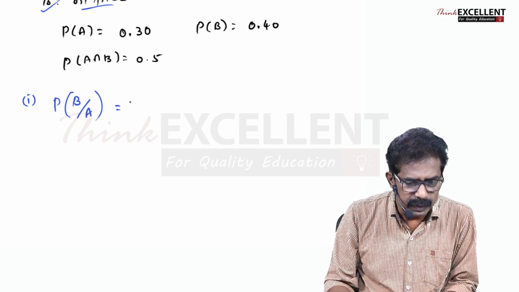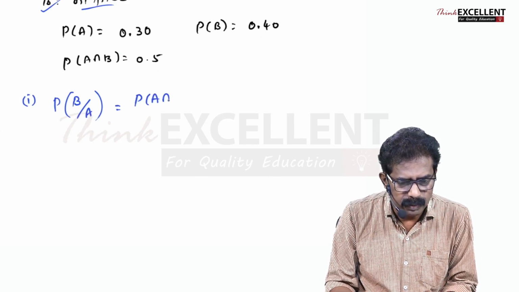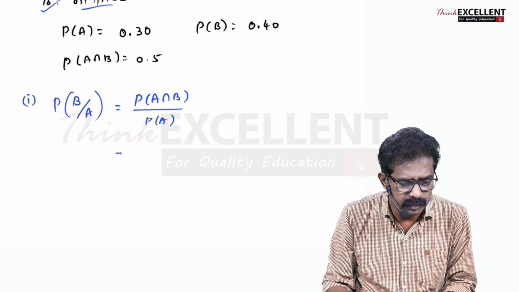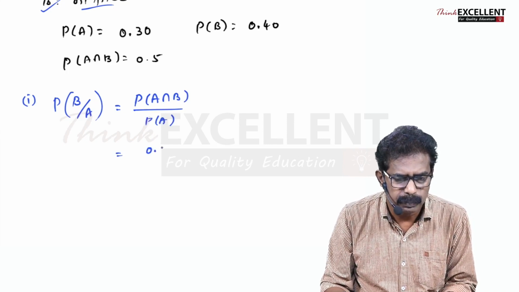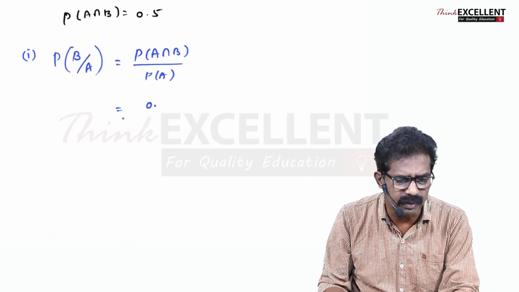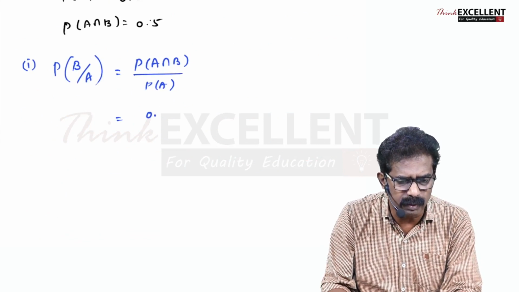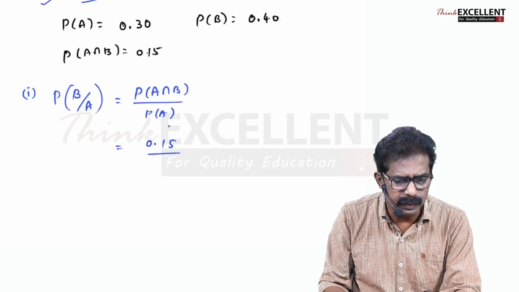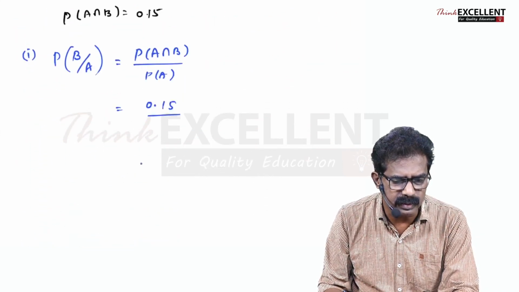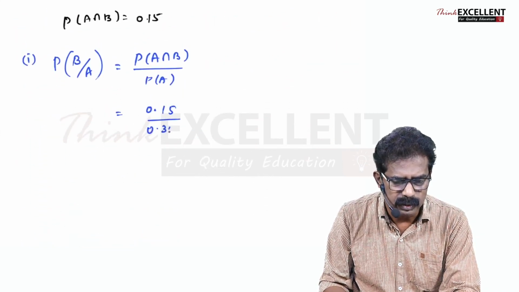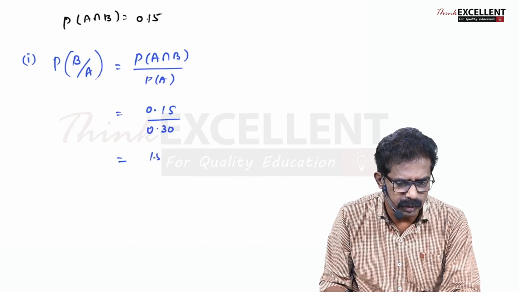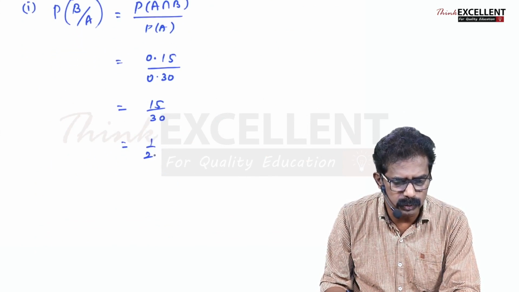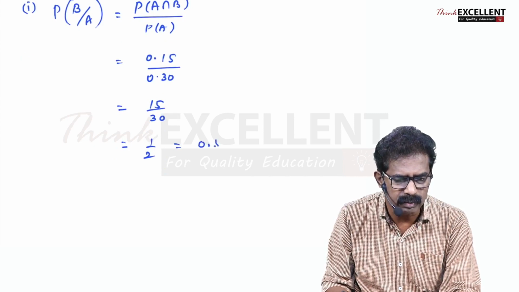What's the formula? P of A intersection B by P of A. P of A intersection B is 0.15, right? 0.15. So 0.15 by P of A. P of A is 0.30. Shift 2 digits. So 15 by 30. You cancel 1 by 2 or 0.5.